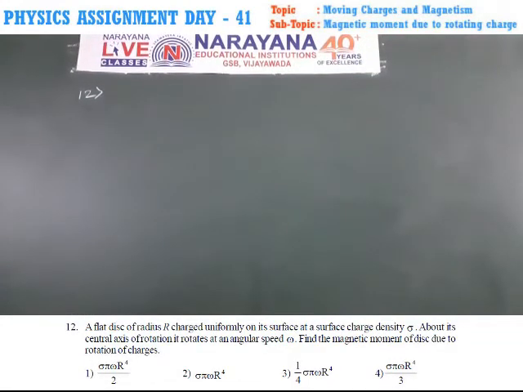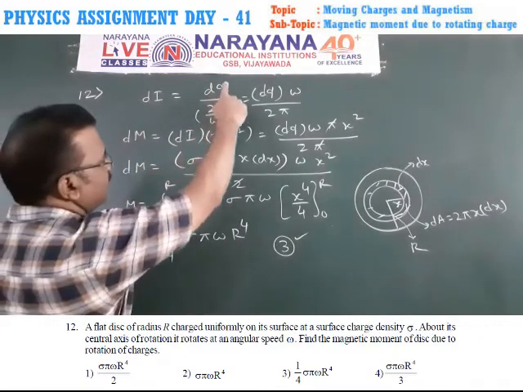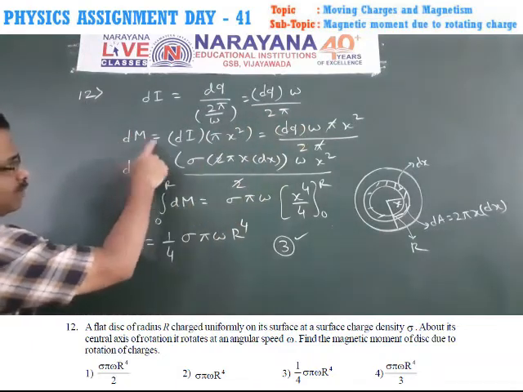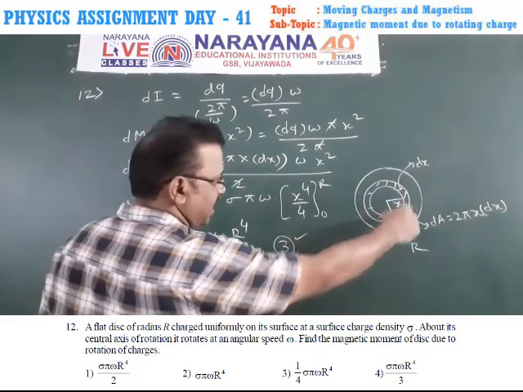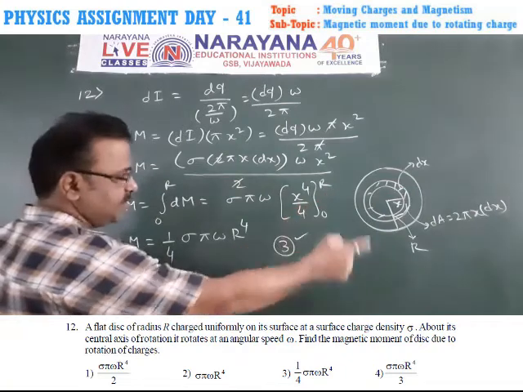Question number 12. A flat disc of radius capital R charged uniformly on its surface at a surface charge density sigma. About its central axis of rotation, it rotates at an angular speed omega. Find the magnetic moment of the disc due to rotation of charge. See here, dI is equal to dq by capital T, nothing but 2 pi by omega. You will get dq omega by 2 pi. dm equal to di into area pi x square. You can see this diagram. Area of the strip of thickness dx is nothing but 2 pi x dx. So limits are 0 to r.